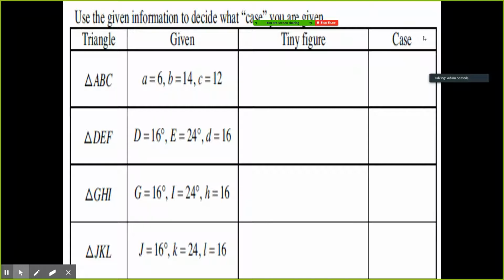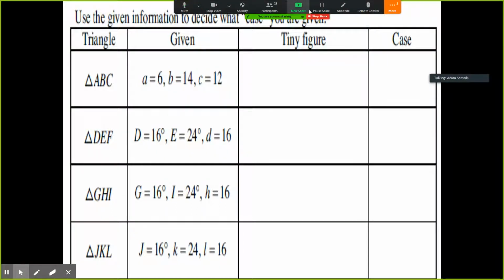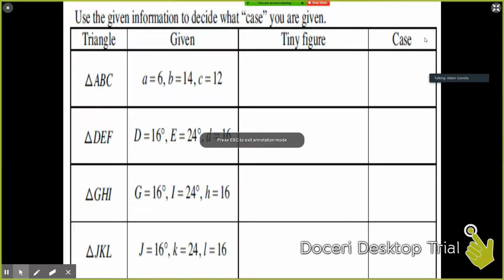The cases are the same as the triangle shortcuts that you learned for congruence back in geometry, like side, side, side, angle, angle, side. You want to know the case that you're given so that you know what process to use. For law of sines, we're going to use that when it's angle, angle, side, and angle, side, angle, which I'll talk about later. First, how do we know what the case is?